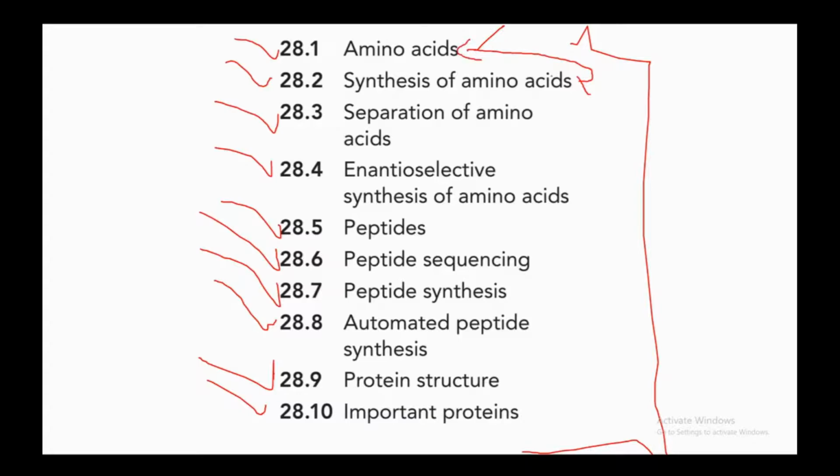Now in the next video I'll be talking about separation of amino acids, then we will discuss enantioselective synthesis of amino acids, and then I will be making videos about peptides, peptide sequencing, peptide synthesis, automated peptide synthesis, protein structures and important proteins. So keep watching, I'll be making more videos about this, and I'm following the organic chemistry textbook written by Janice Smith.